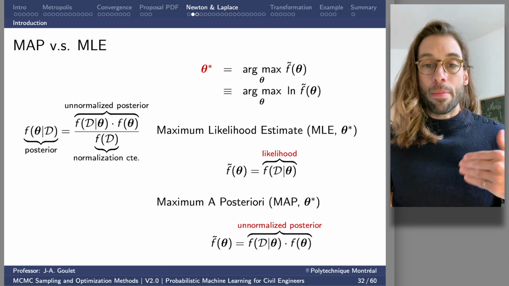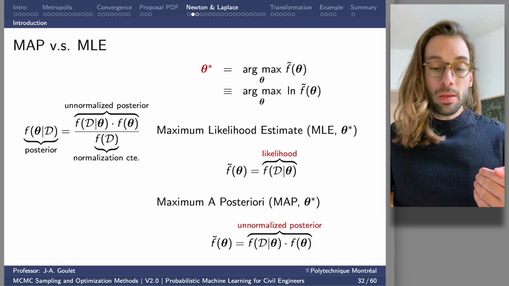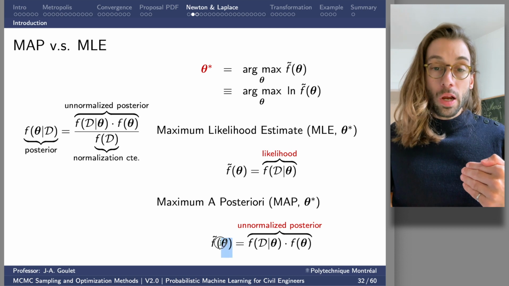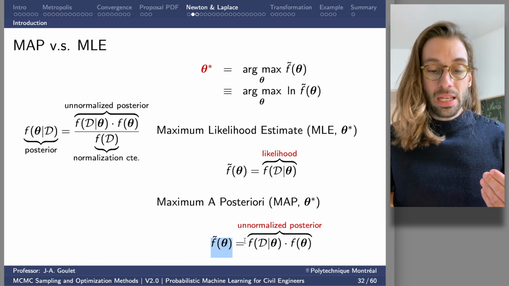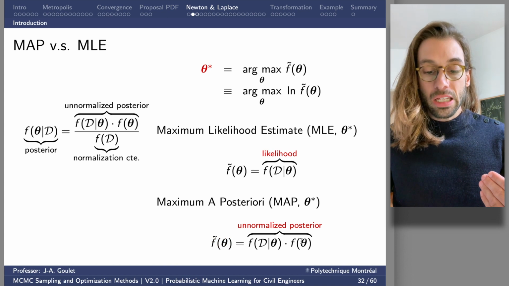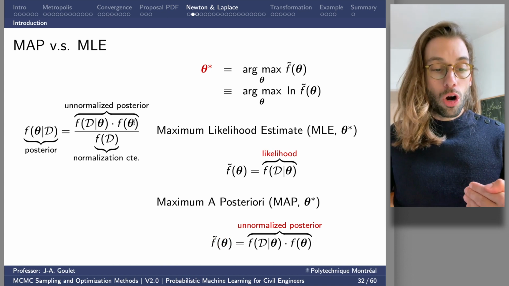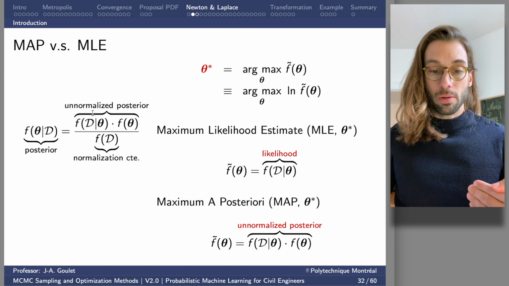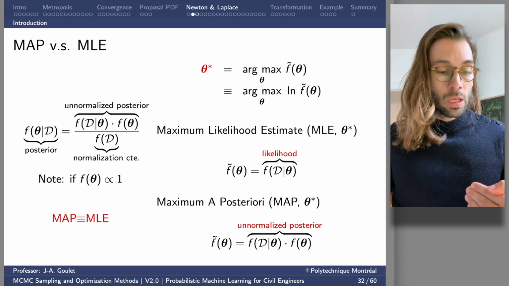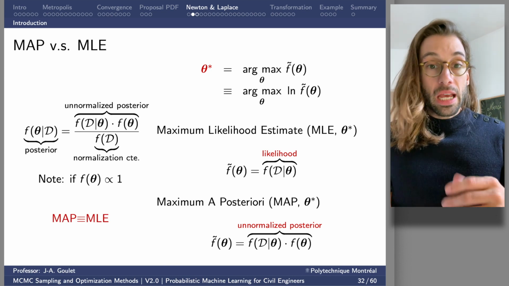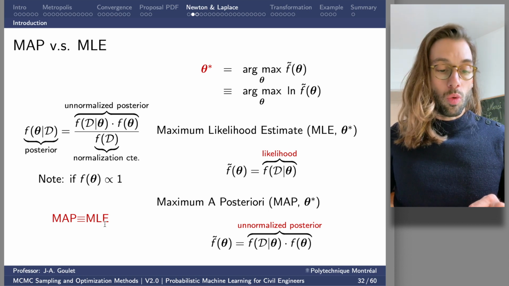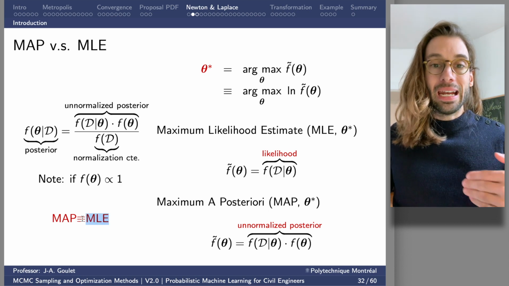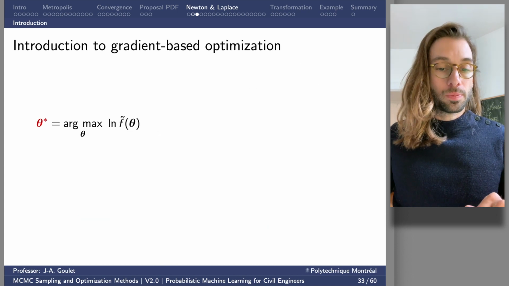If we want to use a MAP, maximum a posteriori, the target function we're going to try to maximize is the product of the likelihood and the prior, or unnormalized posterior, okay? And in the special case where my prior is uniform over the whole domain, so proportional to 1, we can see that MAP and MLE are going to be equivalent.